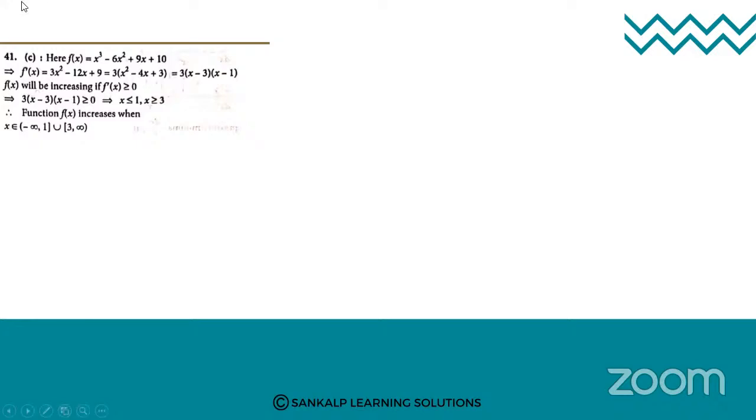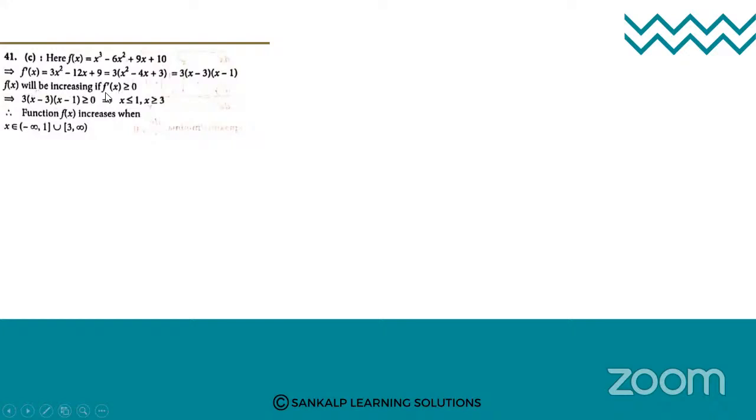So pay attention here. f of x is equal to x cube minus 6x square plus 9x plus 10. So we have to first take the first derivative. When we take the first derivative, x cube's derivative will be 3x square minus 12x plus 9. Then try to factorize it. So when we factorize, we get x minus 3 and x minus 1.